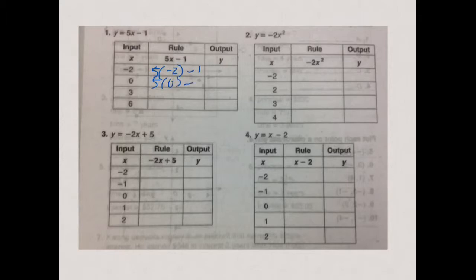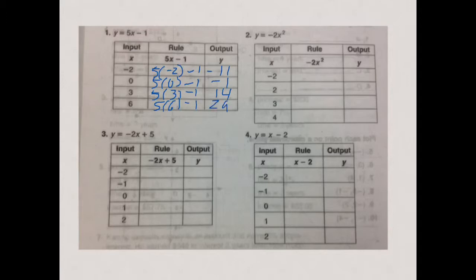with 0, with 3, and with 6. So 5 times negative 2, that's negative 10 minus 1, well, becomes a bigger negative, negative 11. 5 times 0 minus 1, well, that's 0 minus 1, or negative 1. 5 times 3, that's 15. 15 minus 1, I get 14. And 5 times 6, that's 30, minus 1, that's 29.